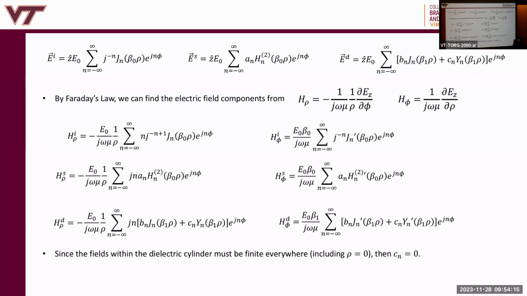There's a mu instead of an epsilon. You can use duality to kind of obtain these expressions as well. We know that the fields within the dielectric cylinder must be finite everywhere, so Cn coefficients have to be 0. So we know immediately that Cn is equal to 0.